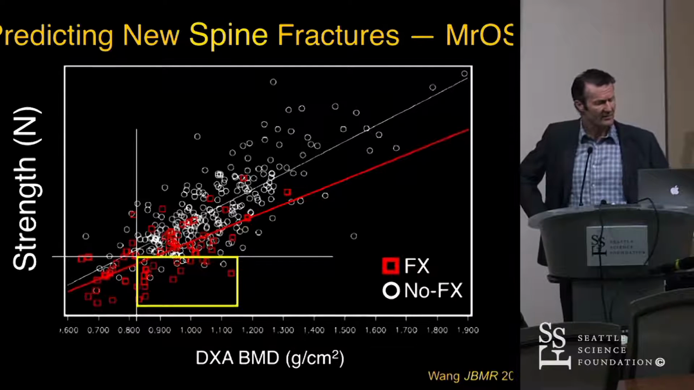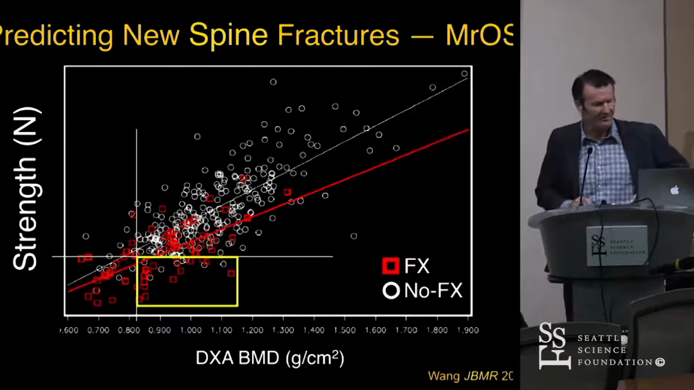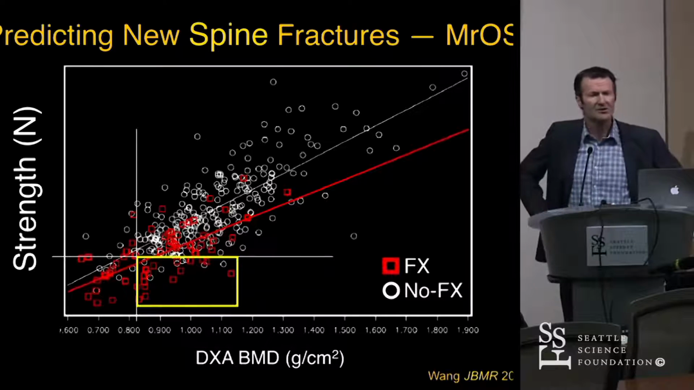What you can see is the DEXA BMDs on the horizontal axis, and this vertical line shows you the cut point for osteoporosis. So everybody on the left-hand side of the line has spinal osteoporosis, and you can see that you capture quite a few fracture cases in there, not too many white dots in there.